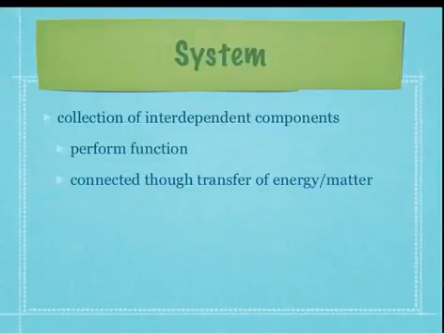Getting into the systems more themselves, we can define a system as a collection of interdependent components. Like we mentioned before with the bike, all of these different parts depend upon each other in order to perform this function, in order to move that bicycle forward. What happens in an environmental system is that it is connected through the transfer of energy and matter. So as things change and flow, all of this is going to have an impact and is going to show us how the system works together.